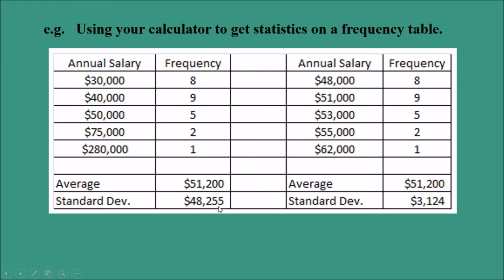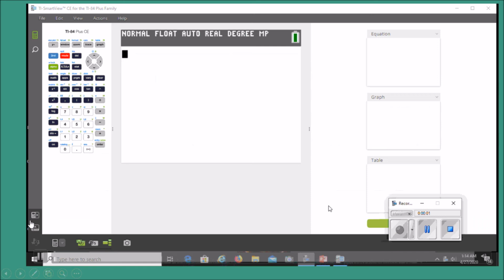$48,255 compared to $3,124. These salaries are much closer together. These salaries are much further spread out. But how can I get these numbers from my calculator?